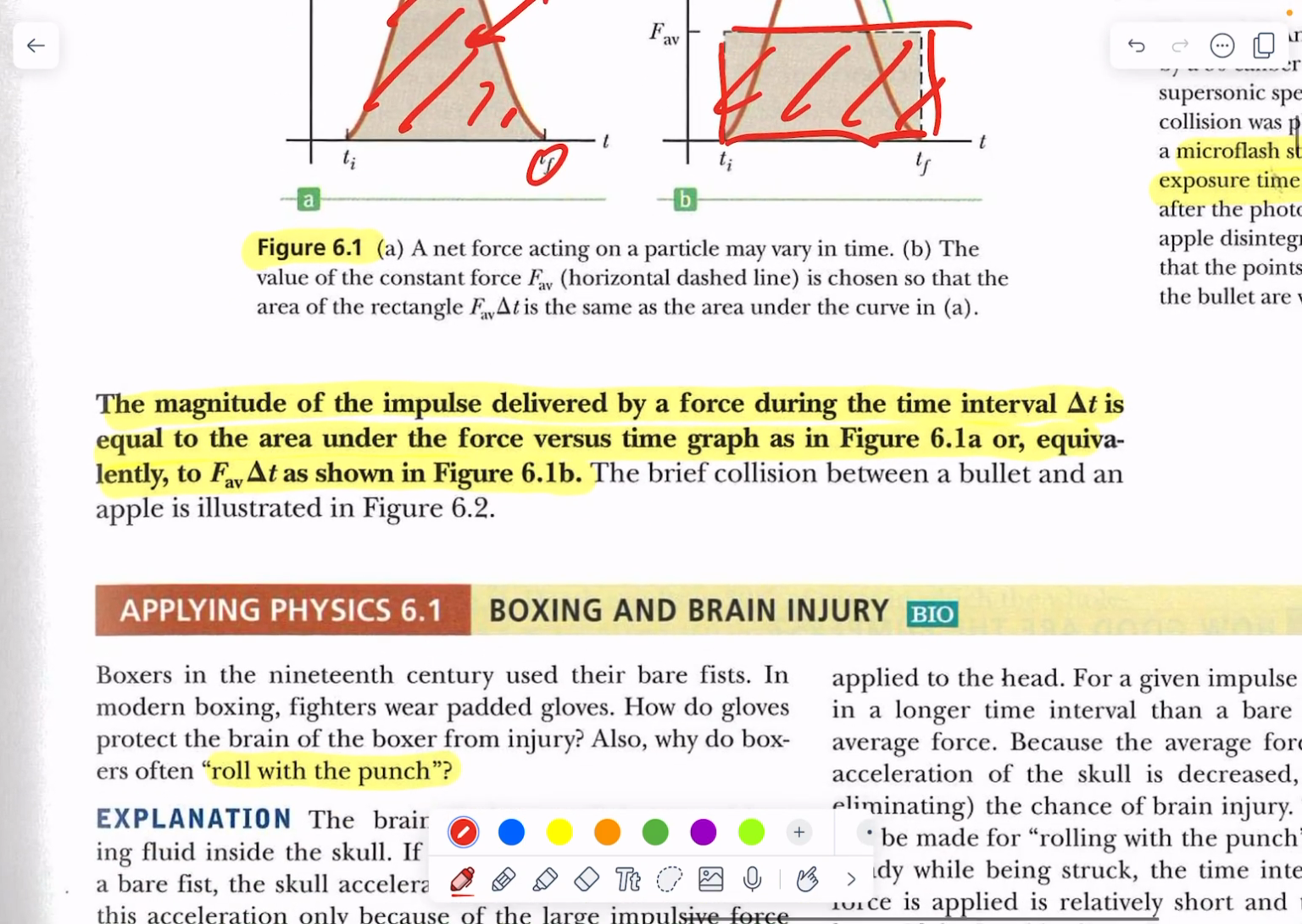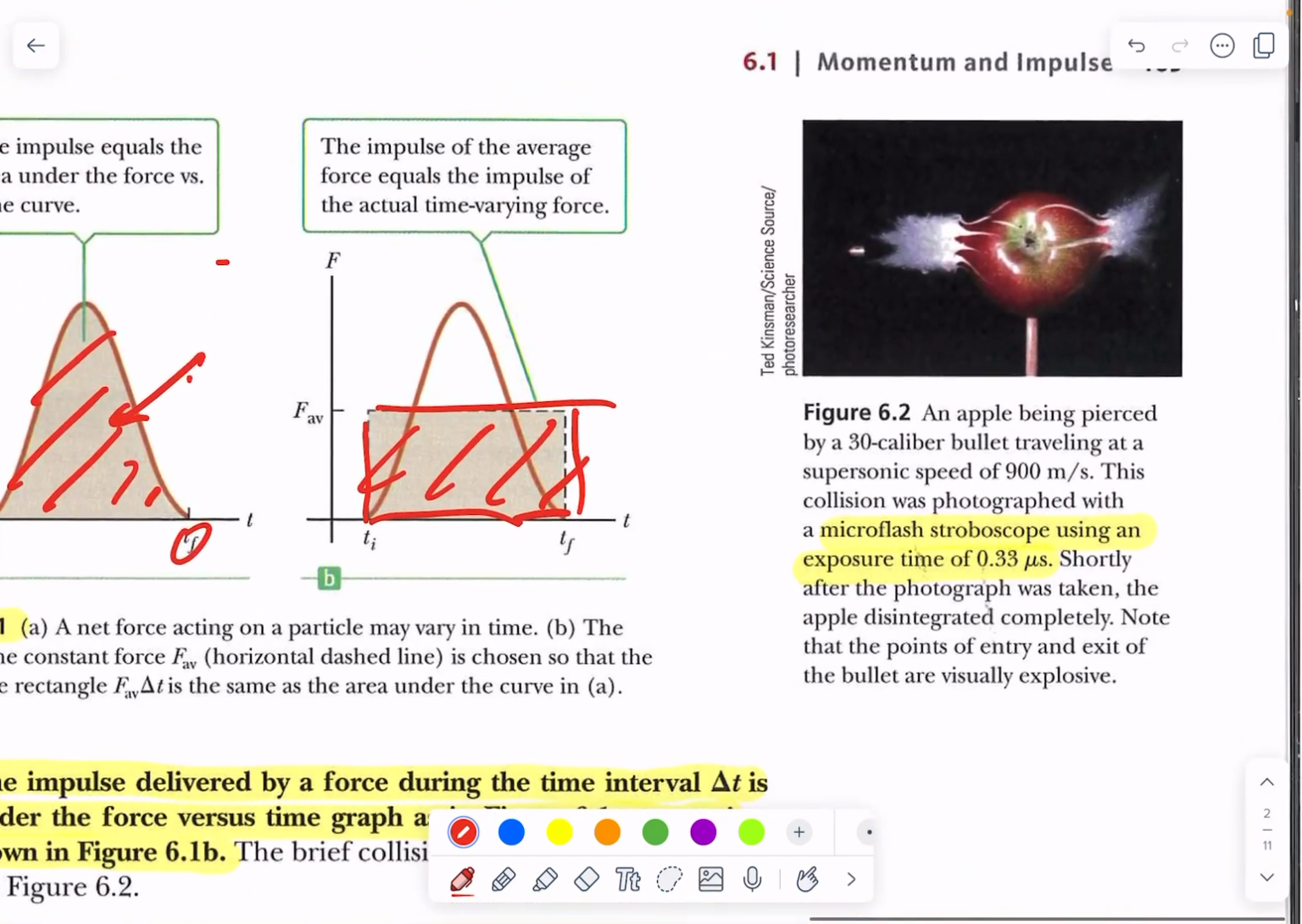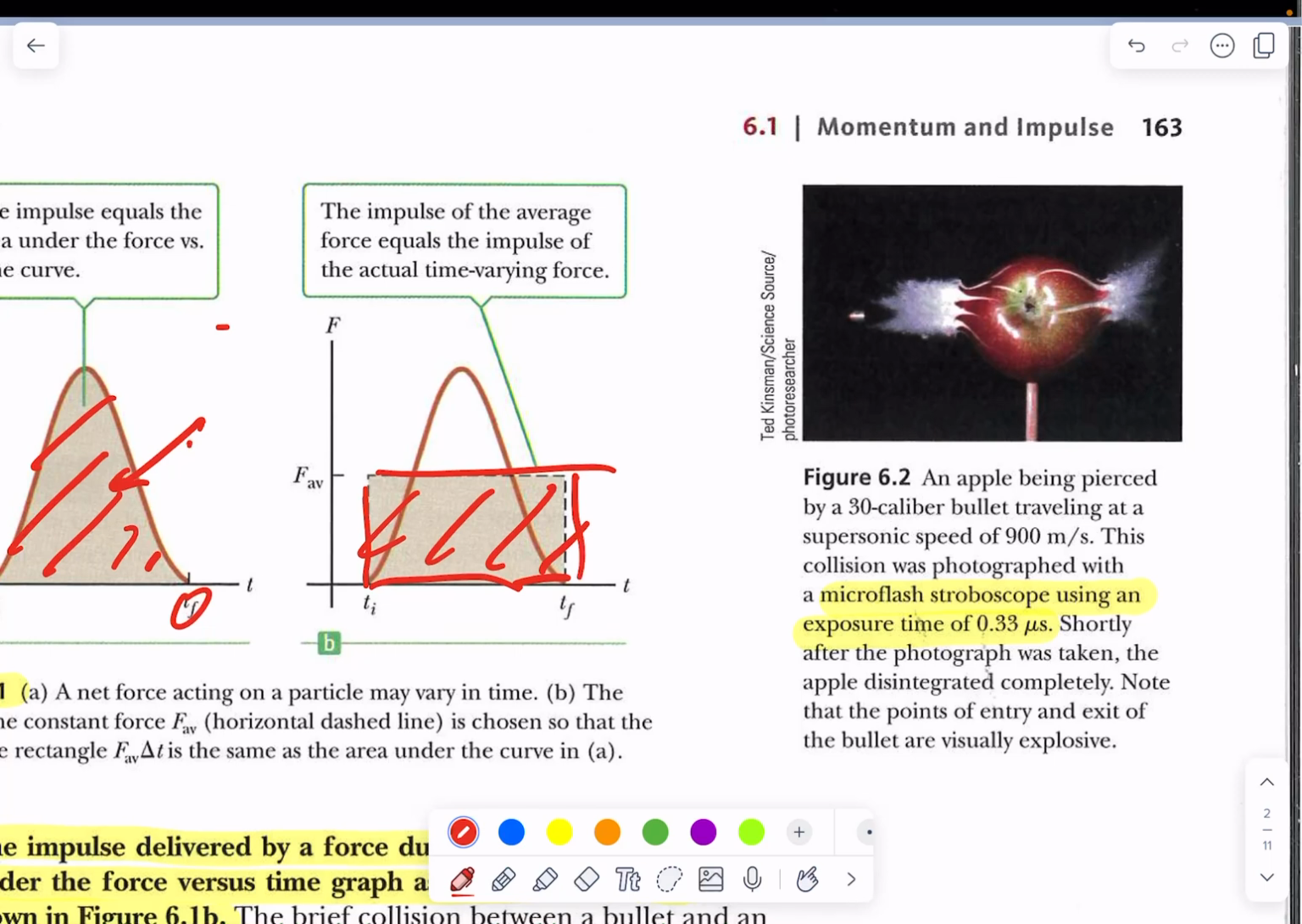All right, let's take a look at this picture right here. This is a micro flash, which means that we are opening the shutter a third of a millionth of a second. 0.33 is a third of a microsecond. And if we can capture the picture there, you can see the bullet right there. It entered this side, went through the apple, and here's some of the debris of the apple coming out. Here's the debris of the apple on the other side coming out, and there's the bullet.